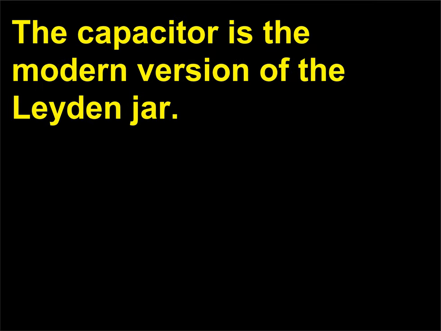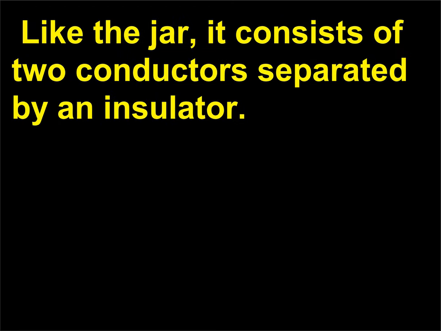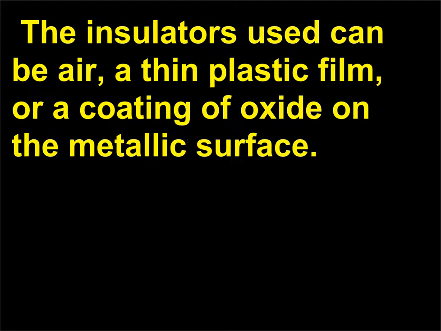The capacitor is the modern version of the Leyden jar. Like the jar, it consists of two conductors separated by an insulator. The insulators used can be air, a thin plastic film, or a coating of oxide on the metallic surface.